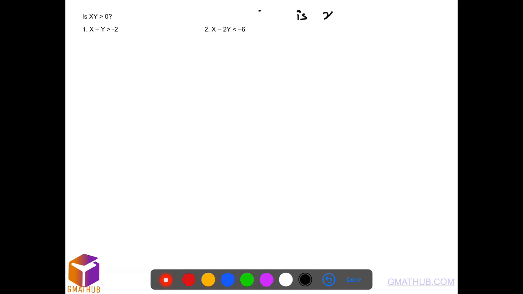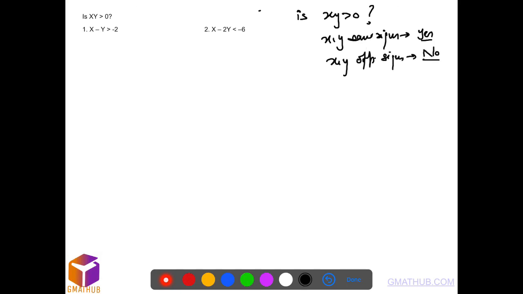Now is x into y positive? Product of two numbers, is it positive? Now if x and y have same signs, it will be yes answer. And if x and y have opposite signs, I mean one positive, one negative, it will be no answer. The product would be negative.